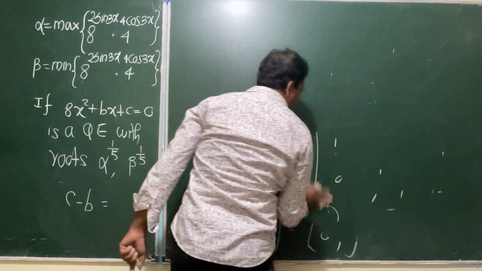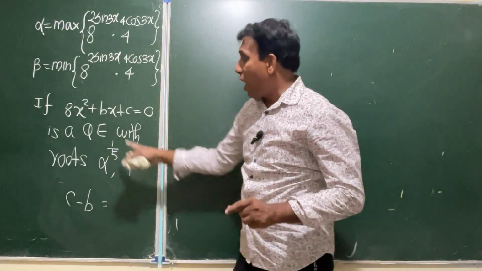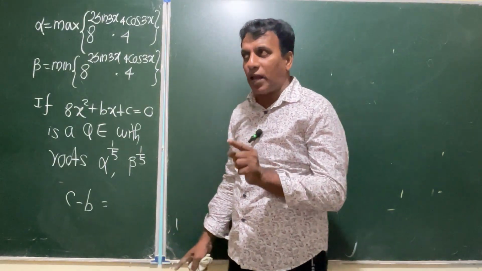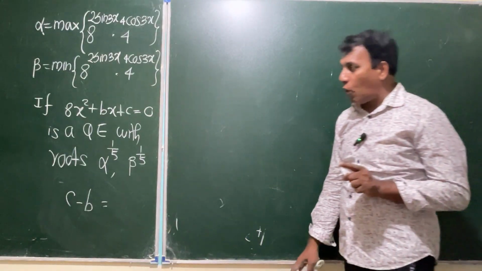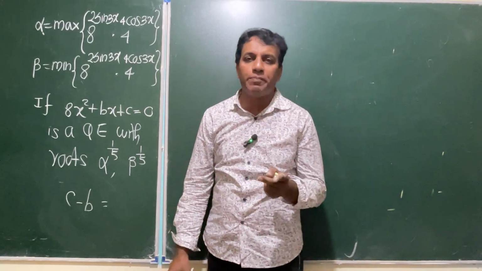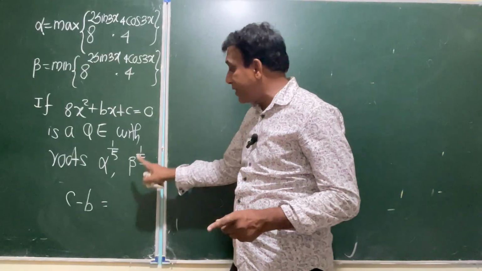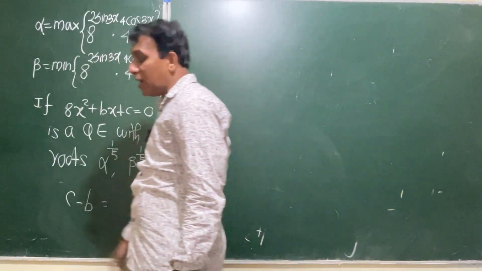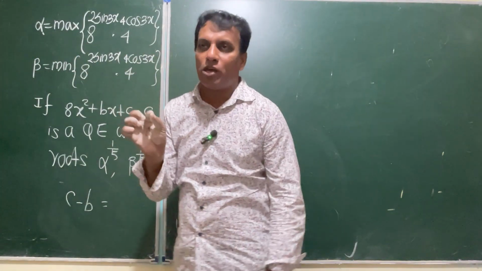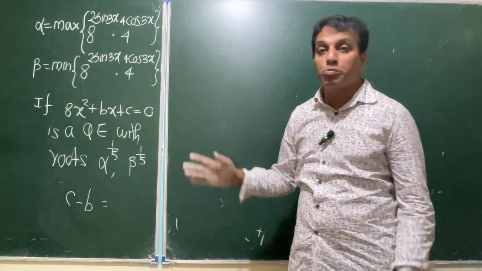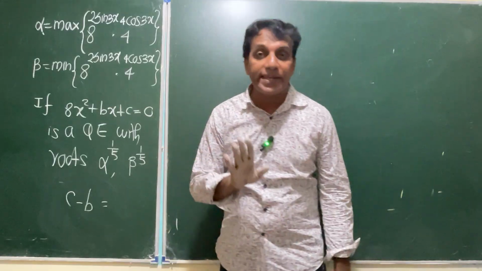Now they connect alpha and beta to a quadratic equation form. 8x square plus bx plus c equal to 0 is a quadratic equation, right? That quadratic equation has two solutions. So they said one root is alpha to the power 1 over 5, the other root is beta to the power 1 over 5. Then find the value of c minus b. Therefore, the main part is to find what is alpha, what is beta.